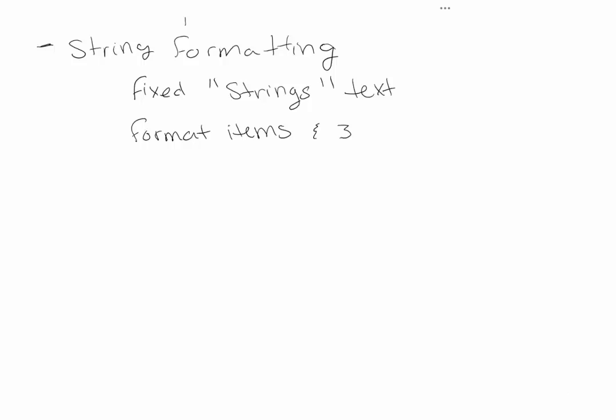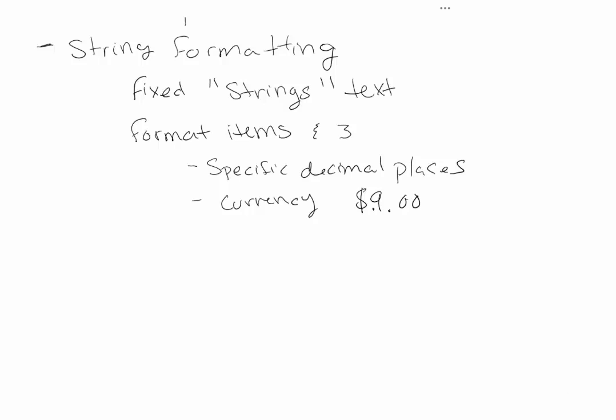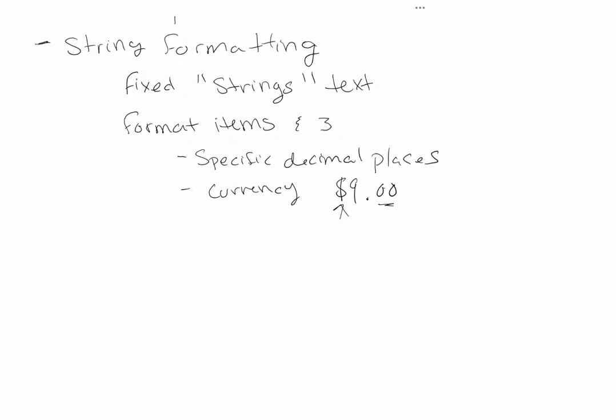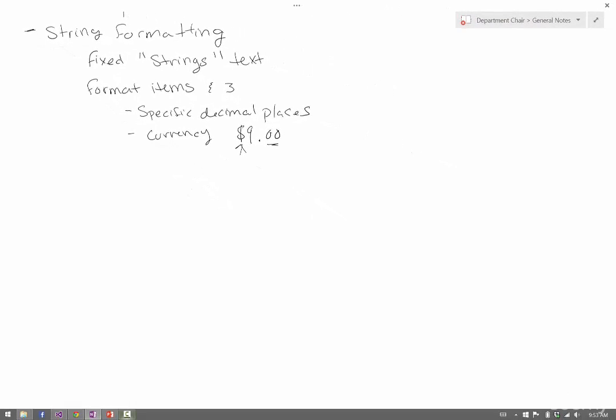So we can format things to specific decimal places. We can format for a currency, so we get the kind of dollar sign, like a $9 kind of value with the 2 decimal places and the dollar sign. So we can get various ways to format items in a cleaner format than concatenation. So let's look at this in Visual Studio.